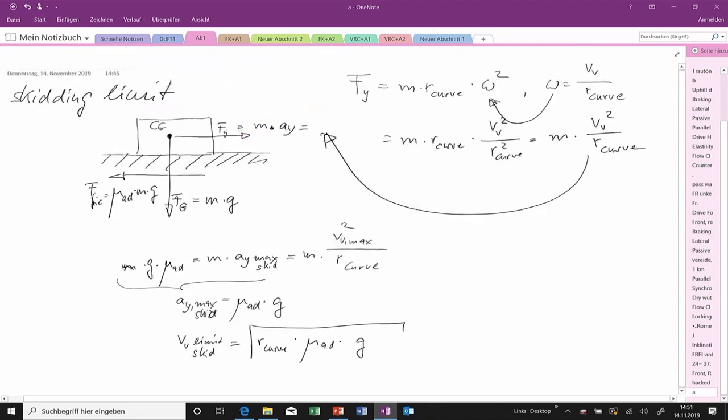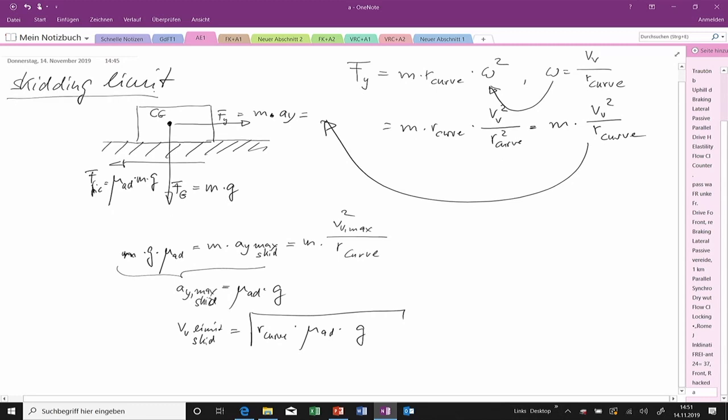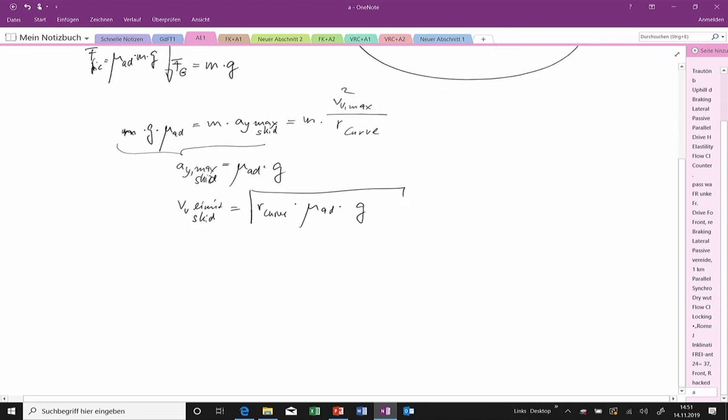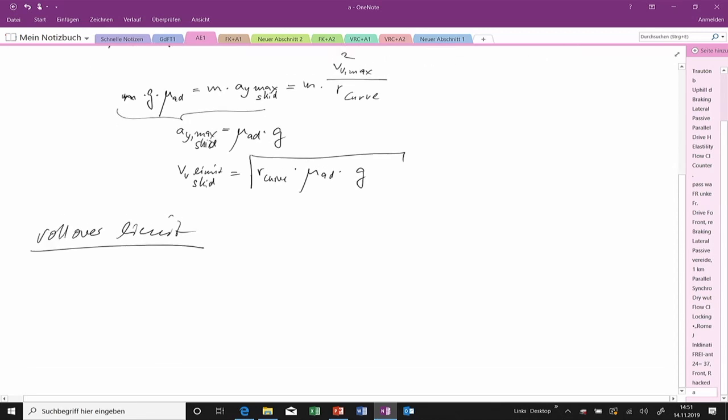So this is one thing which could happen, skidding. But another thing which could happen is rollover. So there's also a rollover limit. Again, we are looking in driving direction. We see the vehicle from behind, and this is a vehicle. Now I also use the tires here. I indicate the tires in my drawing, like that.